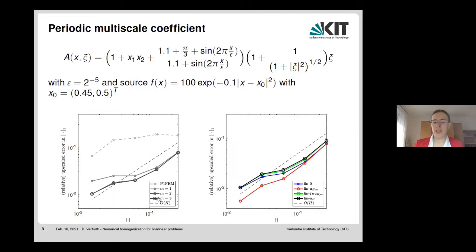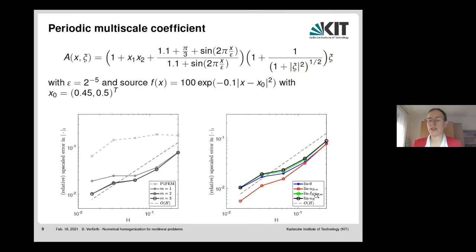And now we want to compare different choices for U star. So we fix m equal 3, and then in blue you see exactly the curve from the left, so the linearization at 0. And then in green and in black, you see two different linearizations that both lie in the standard finite element space. One is the standard finite element solution, and the other one is the interpolation of the LOD solution.